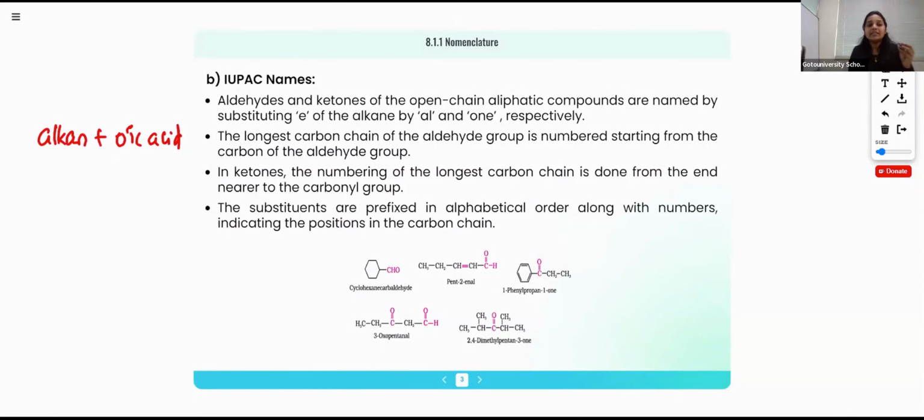One more thing is the carboxylic group, that is the COOH group, right? The COOH group always comes at the end of the chain. Why? Because see this one, it will be here. Got it? So we have to count this carbon also.